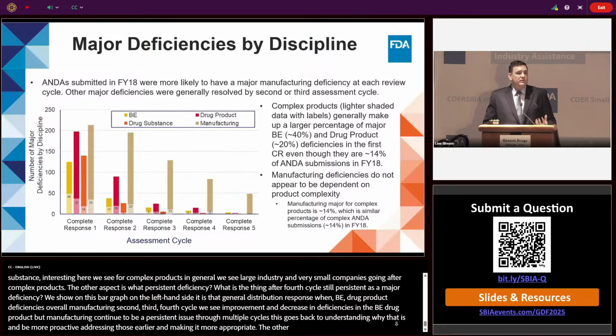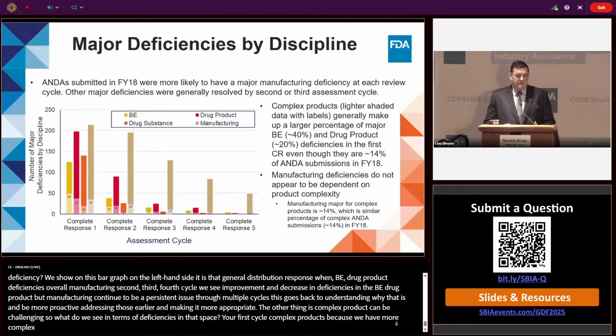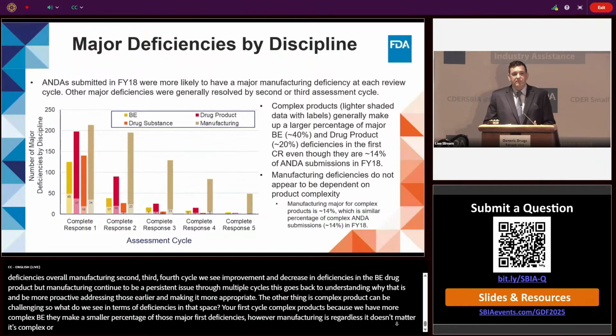The other thing I want to respond to is, complex products can obviously be challenging. So what do we see in terms of deficiencies in that space? We will say that in your first cycle, complex products typically, because we have more complex BE and product issues, do make a little bit smaller percentage of those major first deficiencies. However, the manufacturing is regardless. It doesn't matter if it's a complex product or non-complex product. We don't really see a difference in the percentage of manufacturing major deficiencies depending on the product complexity.